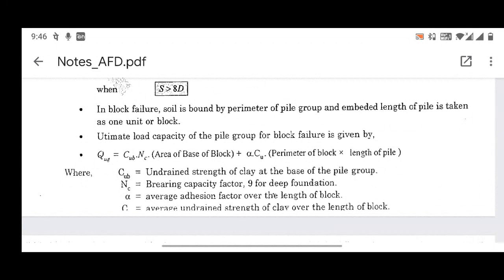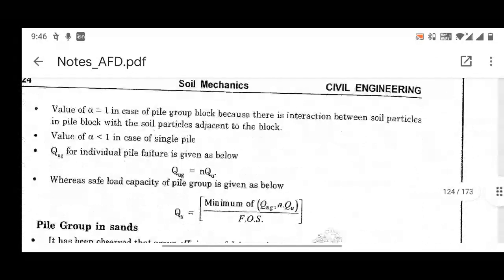So class, please remember this formula. Whenever they ask you to find out the ultimate load capacity by the block failure, you have to use this formula: Cub Nc multiplied by the area of base of the block, plus alpha Cu multiplied by the perimeter of block into length of pile.